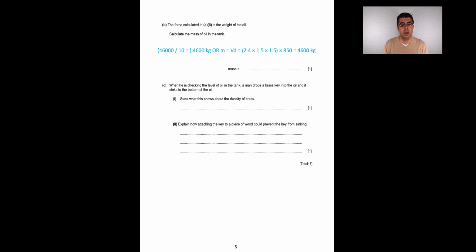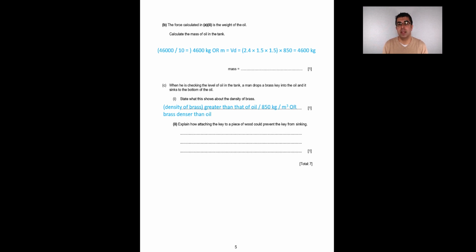Part C. When he is checking the level of oil in the tank, a man drops a brass key into the oil and it sinks to the bottom of the oil. State what that shows about the density of brass. Well, brass is quite clearly more dense than the oil itself, therefore it sinks. It then says, explain how attaching the key to a piece of wood would prevent it from sinking.